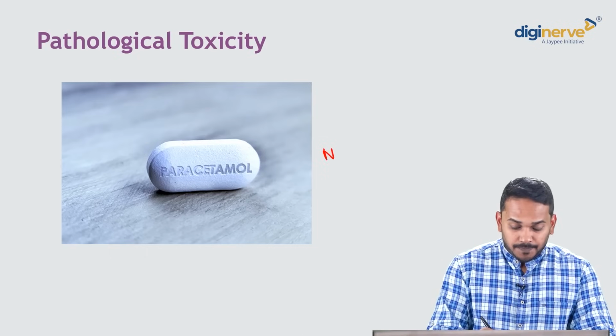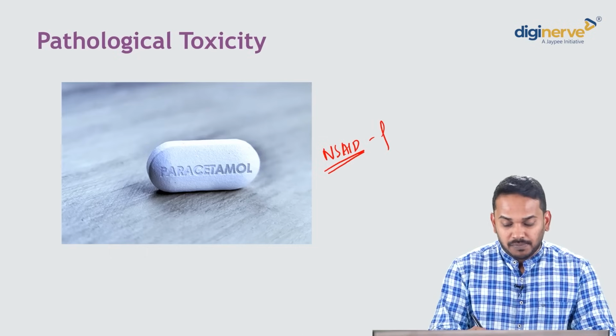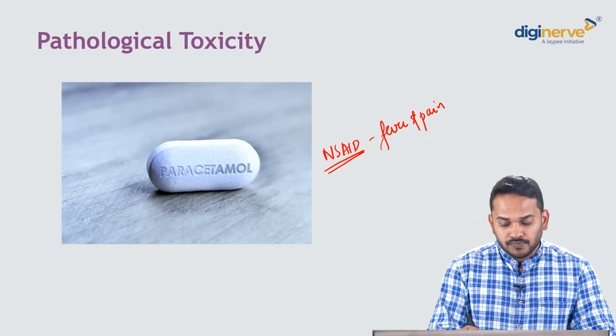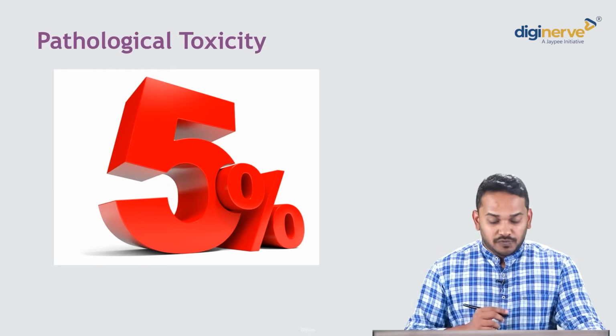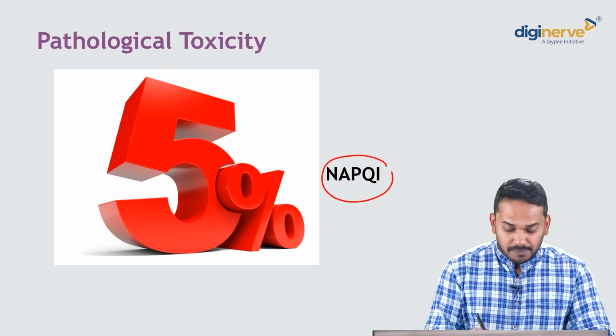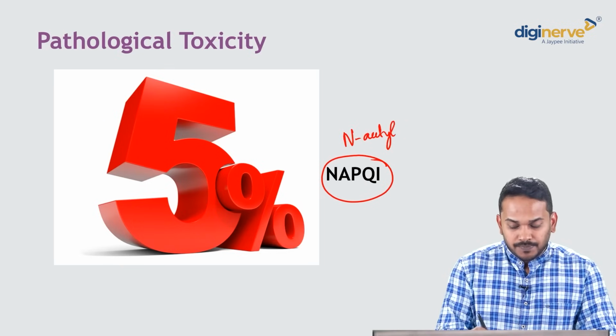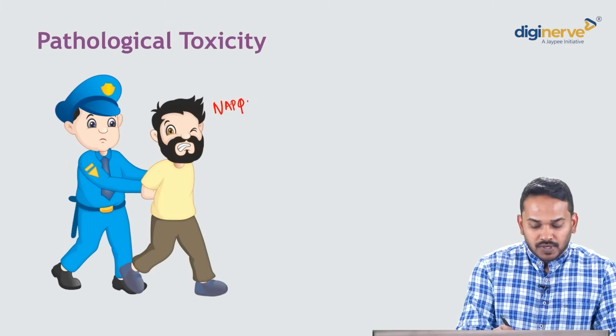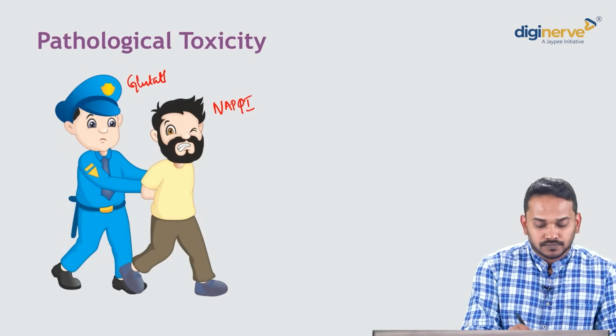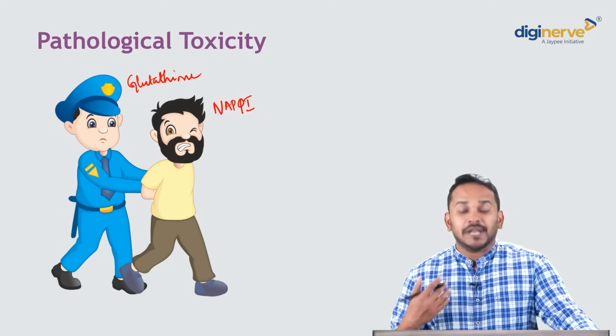Paracetamol is an NSAID. It is used for relieving fever and pain. Normally, paracetamol is metabolized by the liver. And 5% of paracetamol forms a toxic metabolite called NAPQI, which is N-acetyl-p-benzoquinone imine. This is a toxic metabolite of paracetamol, and it is formed in every individual, but only in small amounts. So, normally this NAPQI will be conjugated with glutathione, and this will be eliminated.